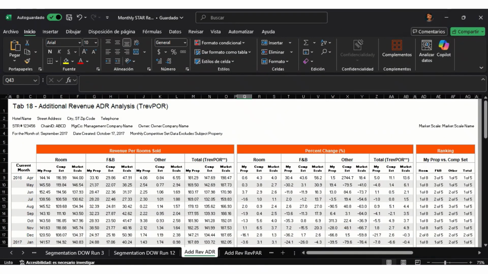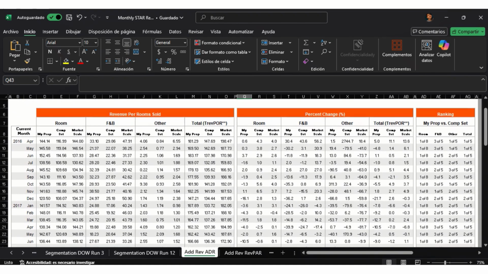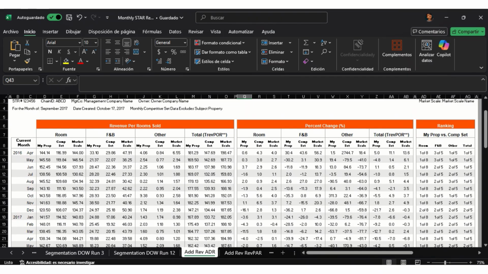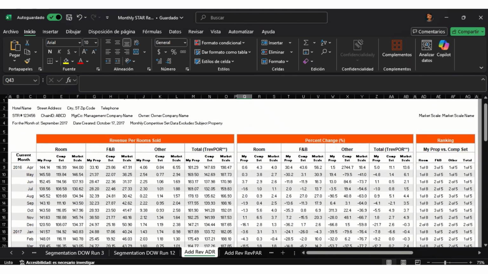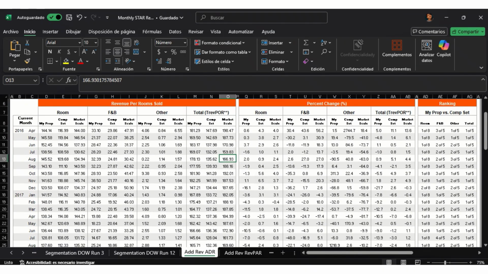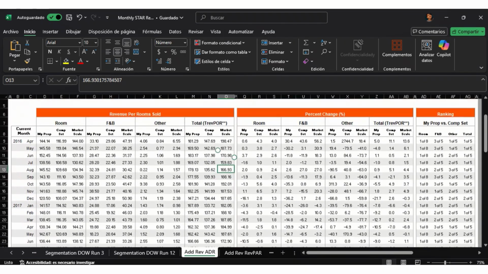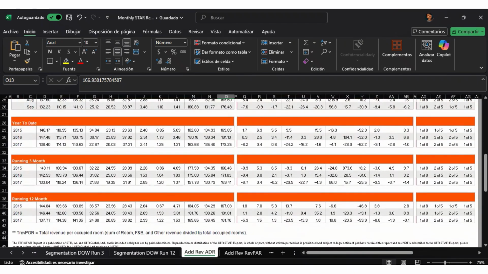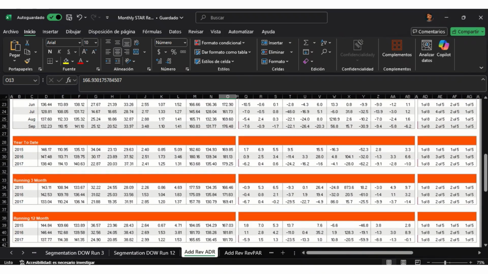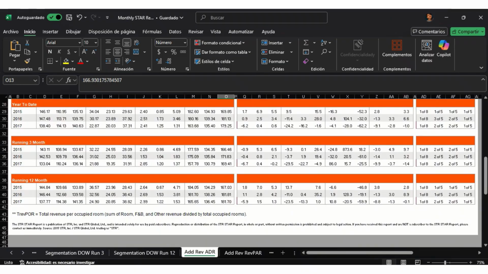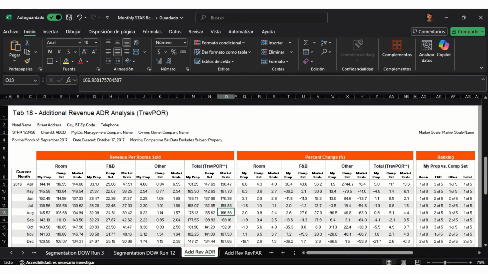Next we have the add rev ADR, that is additional revenue ADR analysis, or TrevPOR. It may include detailed rate data or breakdowns of total room revenue by category. We have the room, the food and beverage, and other, and the total TrevPOR. This one is a lot of information, but we also have percentages, year to date, running 3 months, and running 12 months in each year, 2015, 2016, and 2017.